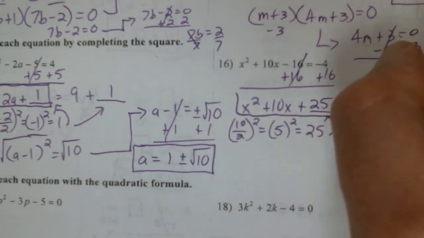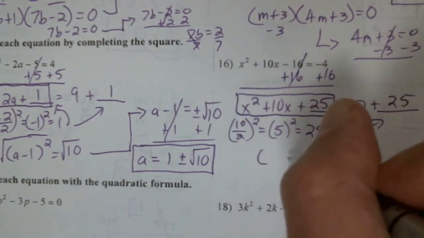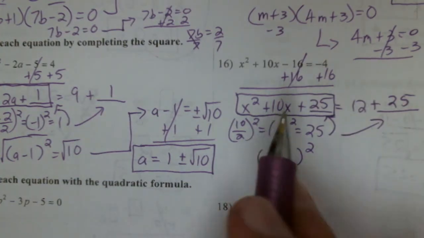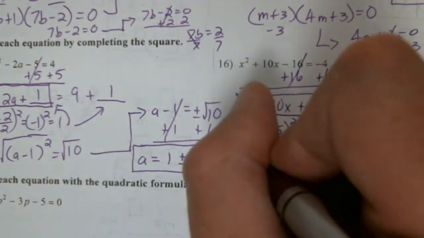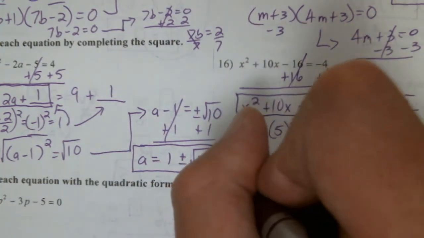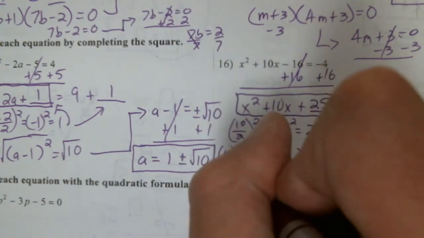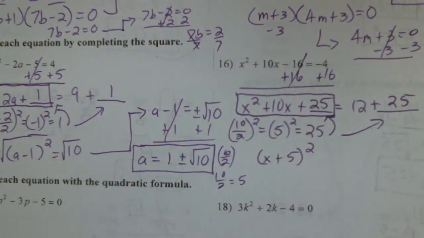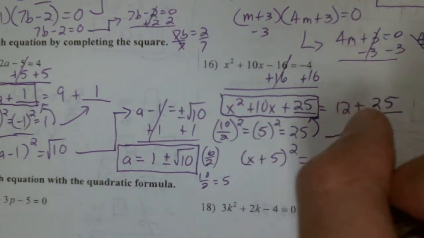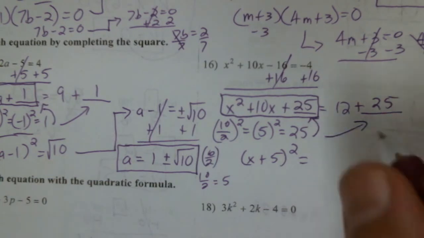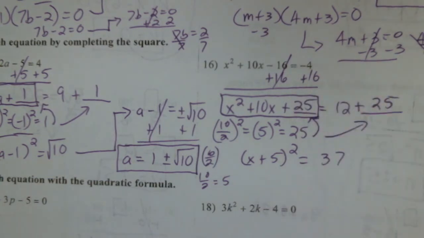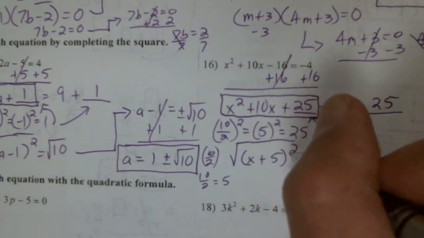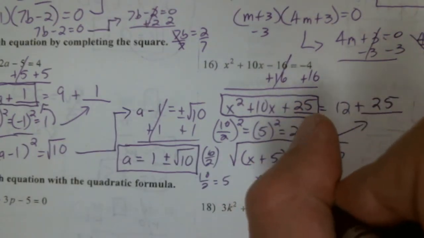This perfect square trinomial will now factor inside a parentheses squared piece. What goes in there? It's half of b. Half of 10 is 5. So it's going to be x plus 5 in the parentheses squared piece. And then over here, I just combine my like terms, the 12 plus the 25. That gives me 37. Take the square root of both sides. Square root of x plus 5 squared is just x plus 5.